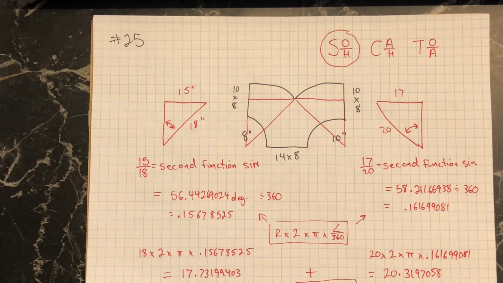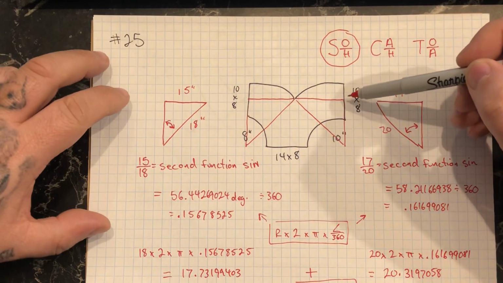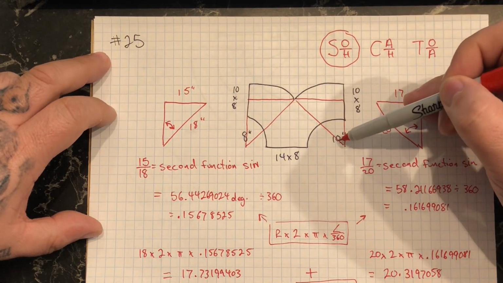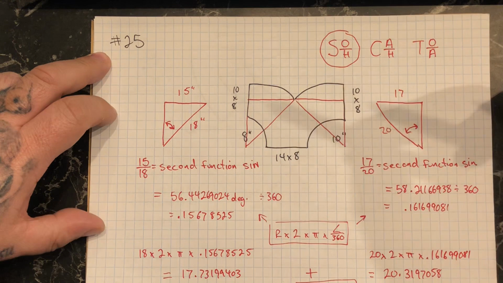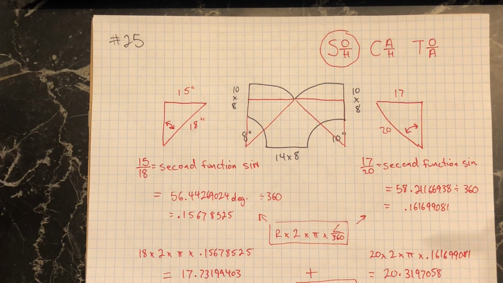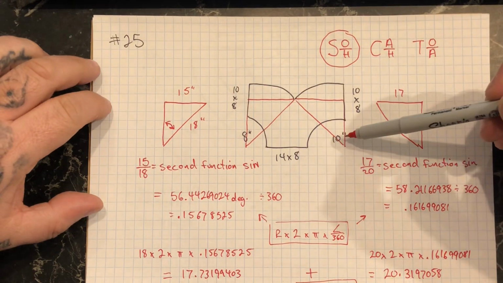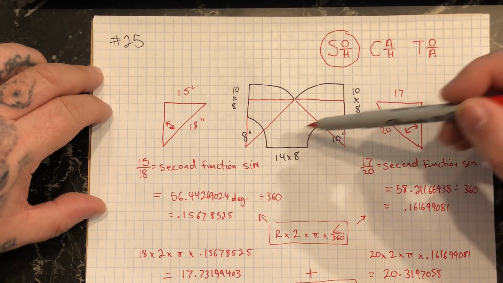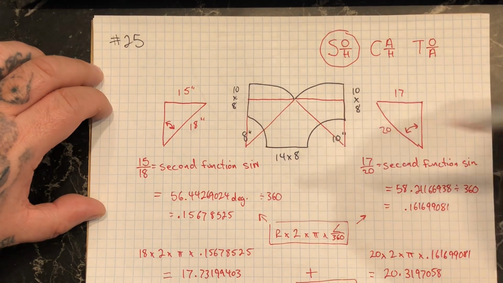Number 25. When I was writing this question, I actually meant for these both to be 10-inch throat radiuses. That's why the original answer I gave was different than what it actually is. So hopefully, well, Jordan pointed it out that that one's 8 and this one's 10.